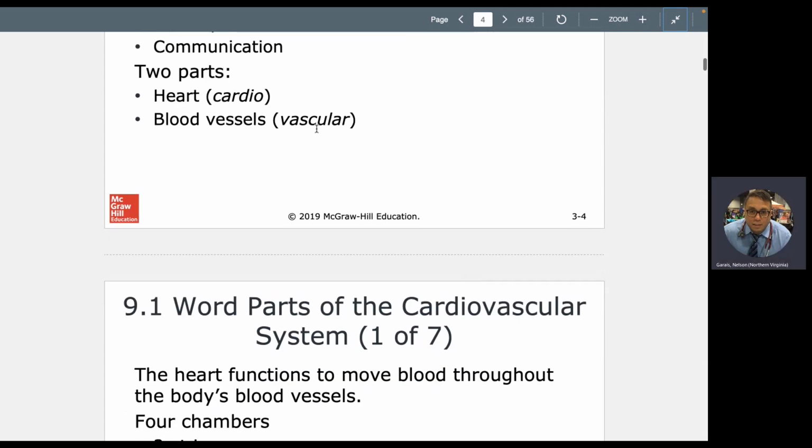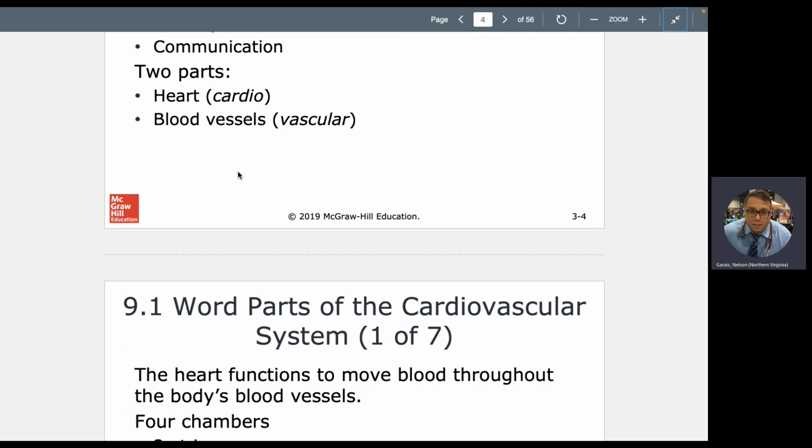Blood vessels, vasculature or vascular, pertaining to the blood vessels. And we have three types: arteries, veins, and capillaries. Arteries typically go away from the heart. They're colored red in the textbook. Veins are colored blue. They typically come back to the heart. And what's in between arteries and veins are your capillaries.